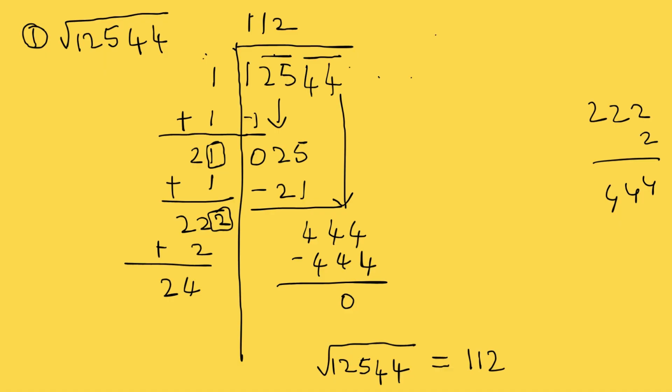Let's now look at our first problem. We have to find the square root of 12,544. So as we saw in our steps, we will put a bar starting from the units digit. So we'll put a bar on 44, we will put a bar on 25, and we will put a bar on 1. So now our first period is 1. We have to look for a number whose square will be less than or equal to 1. So that will be 1. 1 square is 1. So we will put 1 as the divisor and we will put 1 as the quotient also.